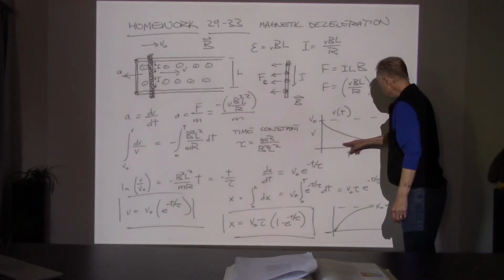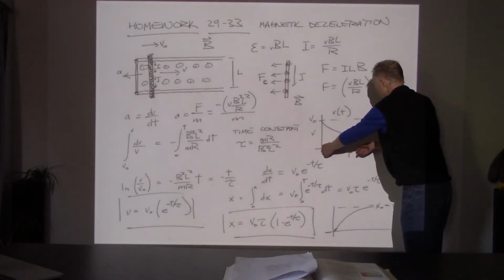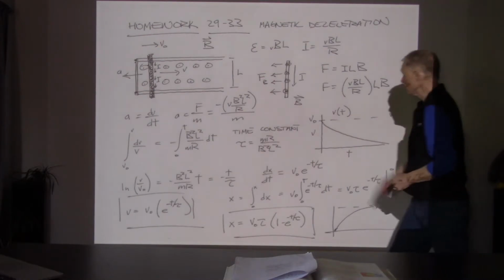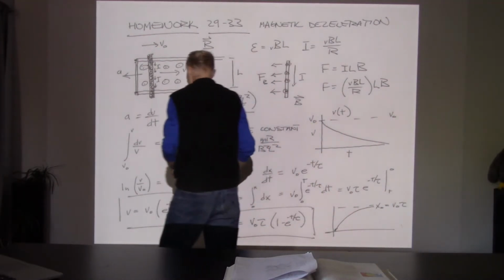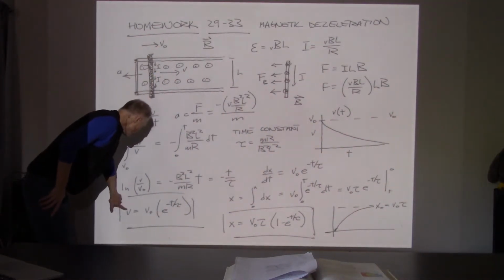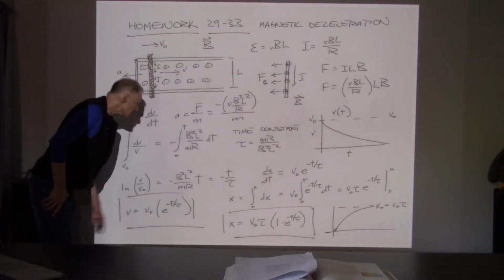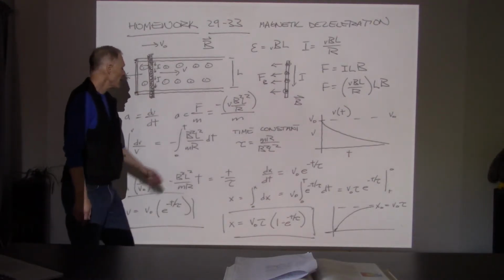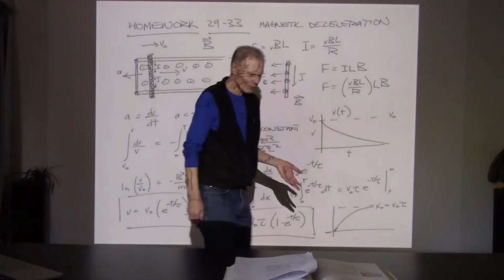But the time constant will be this much time, something like that. And that's what it's going to depend on. So that's our formula. V is equal to v naught e to the minus t over the time constant, and this determines the time constant. So let's ask what happens.